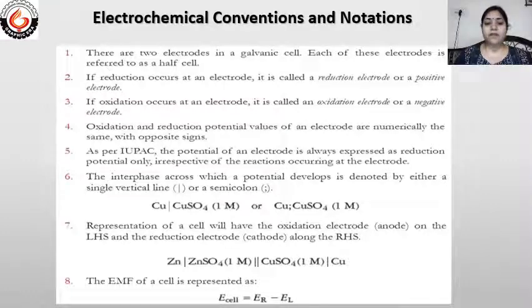The EMF of a cell is represented by E cell equals ER minus EL, where R represents the right side and L represents the left side, meaning cathode minus anode.